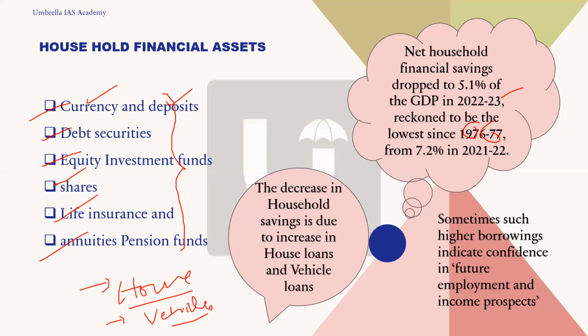So why are we doing this? Earlier, yes, we used to save a lot, maybe deposits, currency, everything we used to save, but now we are going for housing, vehicles, everything. We are going for more consumption expenditure. So what is the underlying reason behind that?